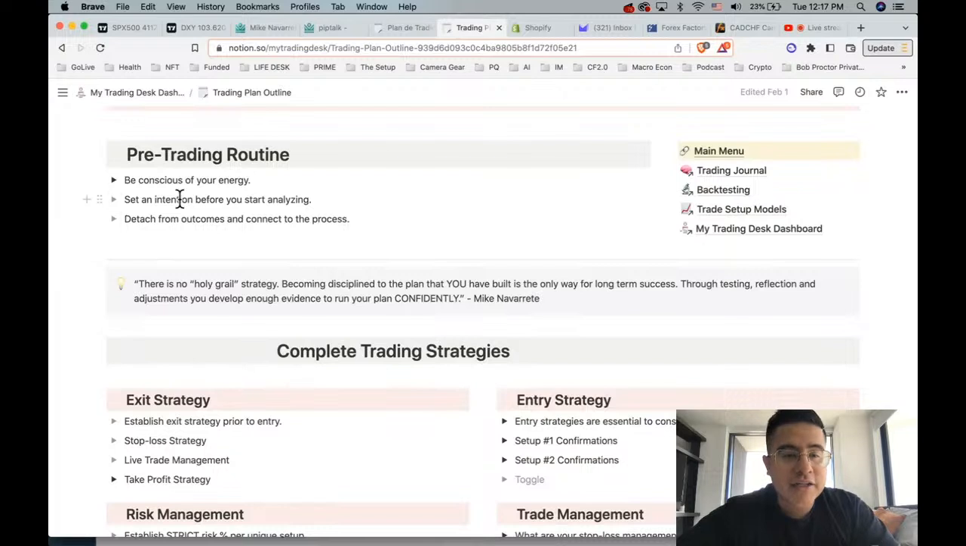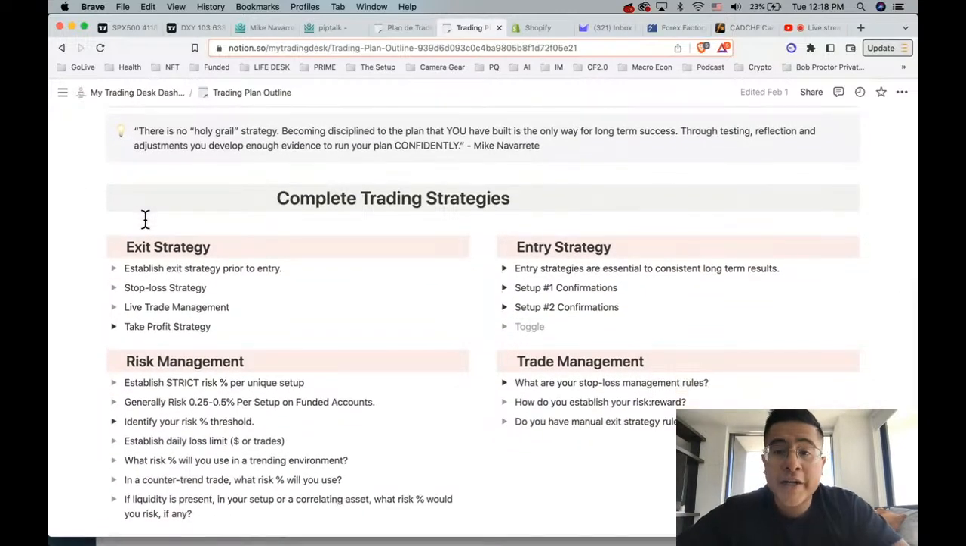Again, set an intention before you start analyzing. So for me, my intention is to be disciplined to my plan, follow the plan to a T, and then a reminder, right? Detach from the outcomes and connect to the process. So we want to be highly, highly, highly aware of what it is that we're doing. Not so much just, okay, I want to make X amount of percentages. It's like, what am I doing? That's what matters most.